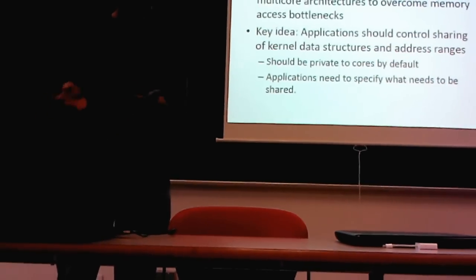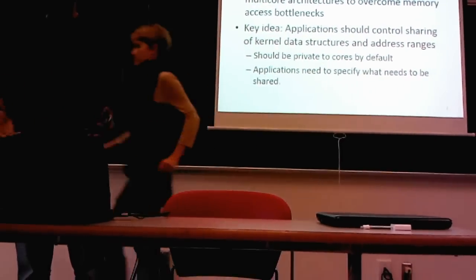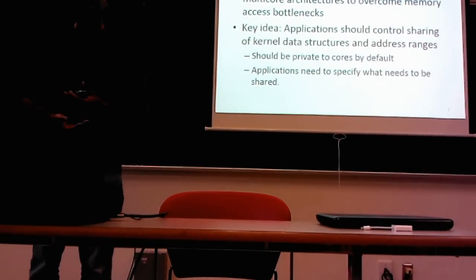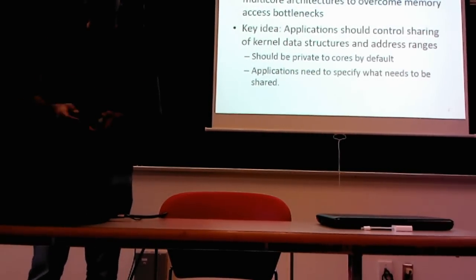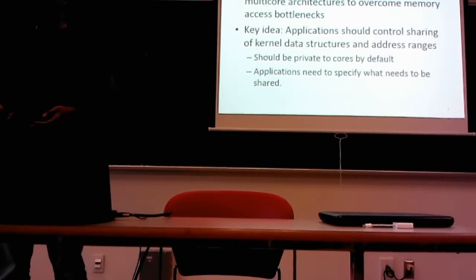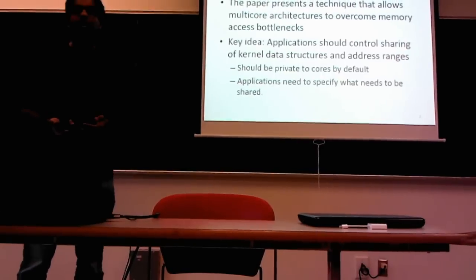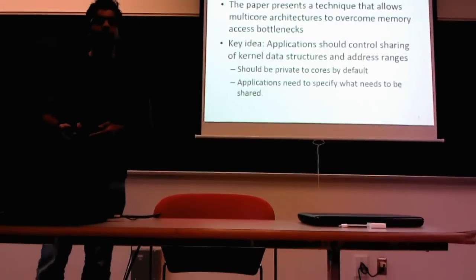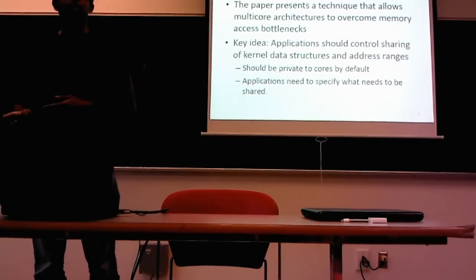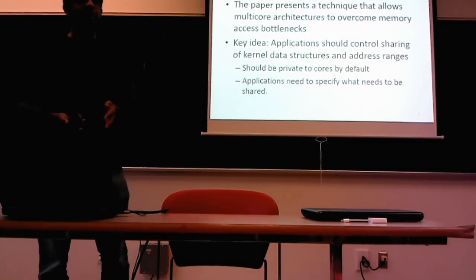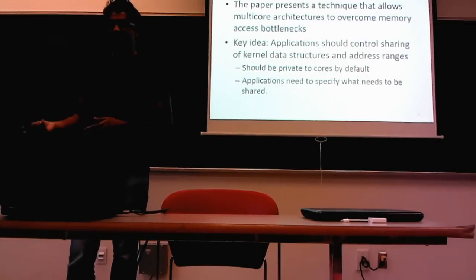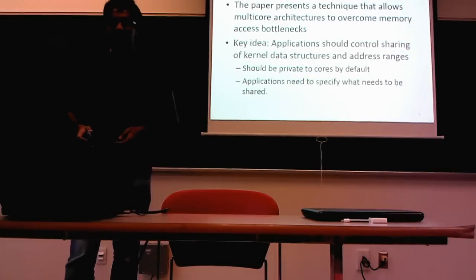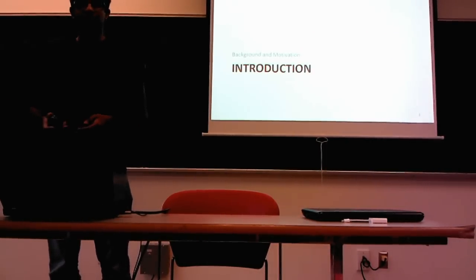We've seen in the past that memory access is a big problem in multi-core architecture. This paper is trying to solve that problem in a different way. The key idea is that rather than the operating system trying to control shared data, this control is transferred to the application level. The applications actually control which data needs to be shared and which needs to be private. That's the brief overview of the paper.